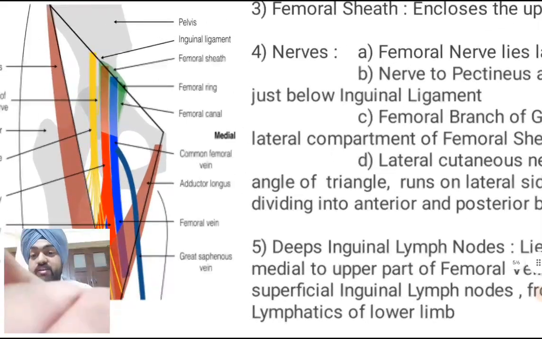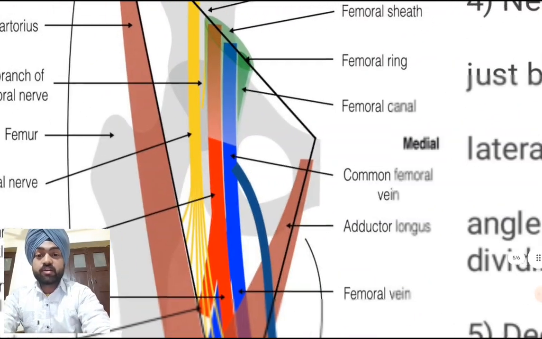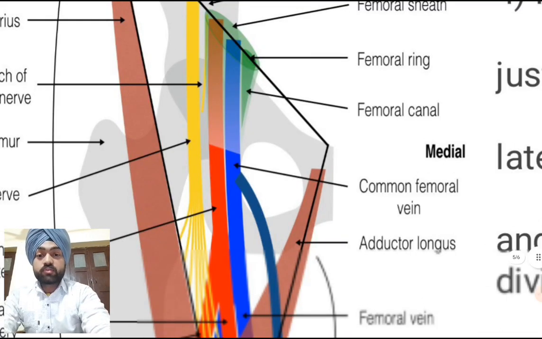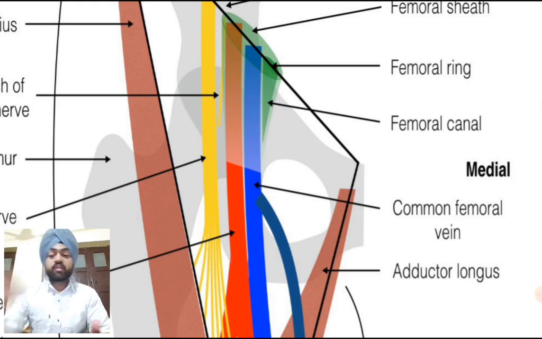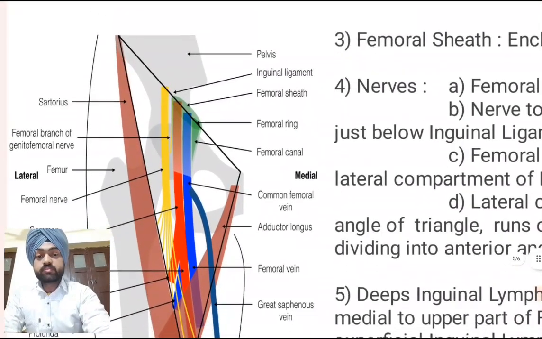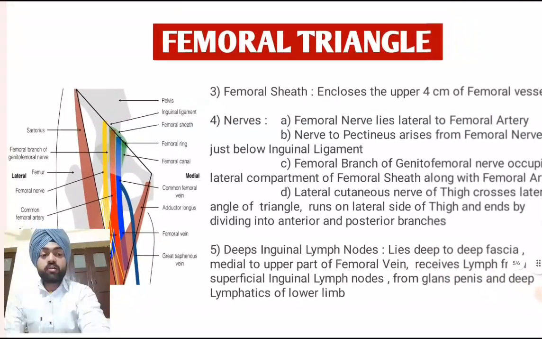As you can see here in this diagram, it represents the femoral nerve, lateral to the femoral artery. In the middle we can see the femoral artery, medial to that the femoral vein, and lateral to that the femoral nerve. And the femoral sheath encloses the upper 4 centimeters of the femoral vessels.